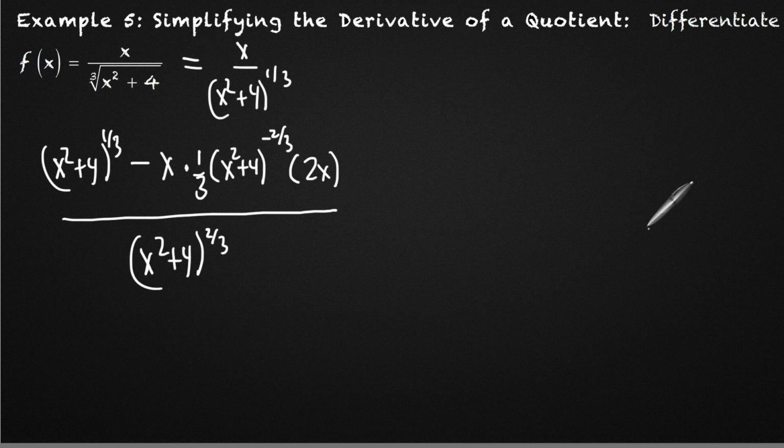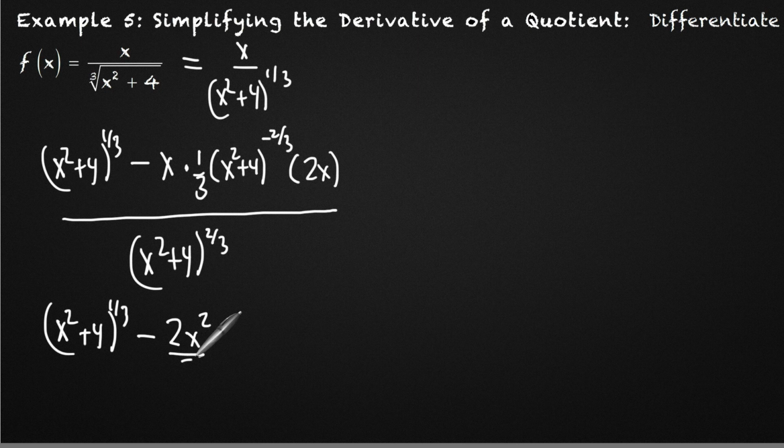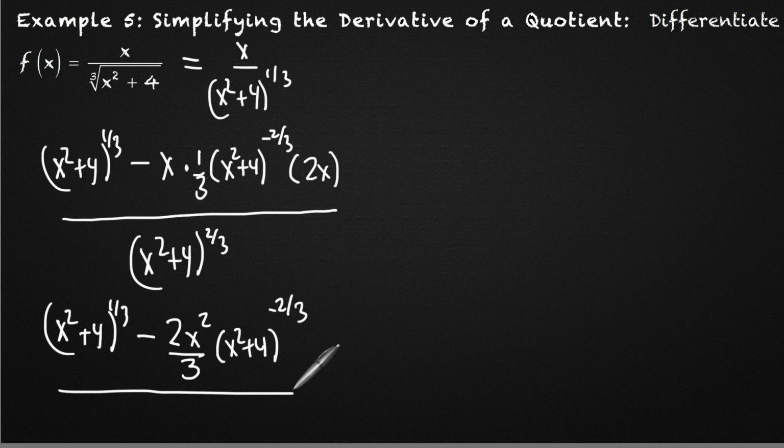All right, once again, let's see if we can clear some things up, make it a little bit cleaner. We have a 2x times x and a 1/3. So let's just go ahead and copy down what we have here. And that's going to give us a minus 2x squared over 3, and then x squared plus 4 to the -2/3. Once again, this is very tedious work. It's not hard, but it is very tedious. And there we have it.